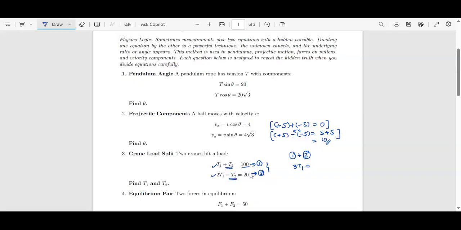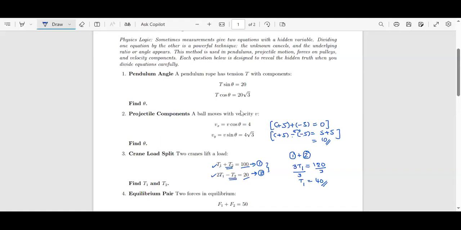On the right hand side you have 100 and you have 20. When you add these two you get 120. So now we have a simple equation, 3t1 equals 120. We can divide both sides by 3. We are left with t1 equals 120 by 3, which is 40. So t1 equals 40.